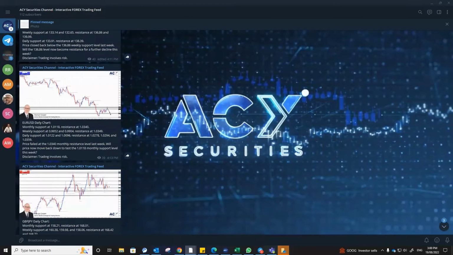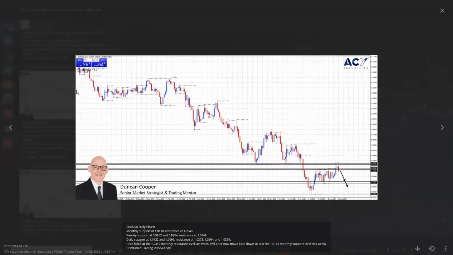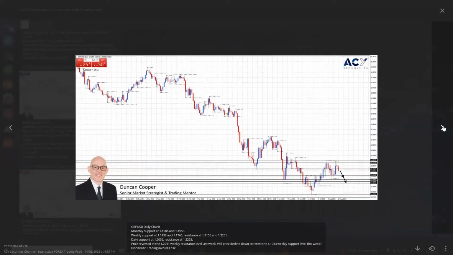Let's review a few trades that were broadcast out earlier in the week, Sunday and Monday. So let's have a look at the euro against the US dollar. You can see our own Duncan Cooper has broadcast out the euro reaching a major level of previous resistance and failing and continuing in line with this trend. And then about a day later, he's looked at the pound dollar. So we've got euro dollar and pound dollar behaving in a very similar fashion.